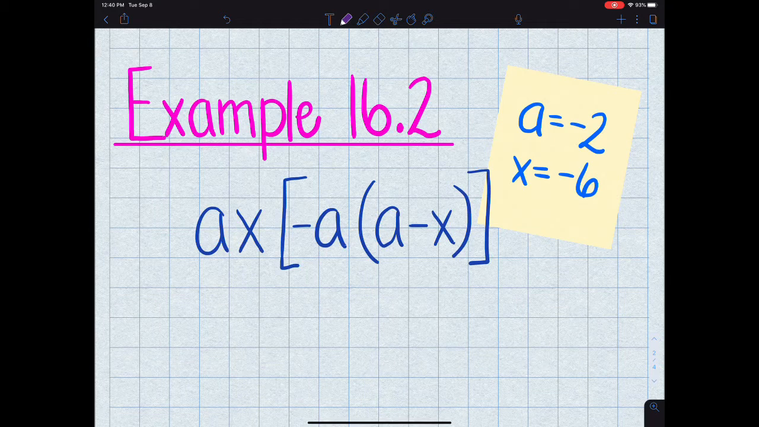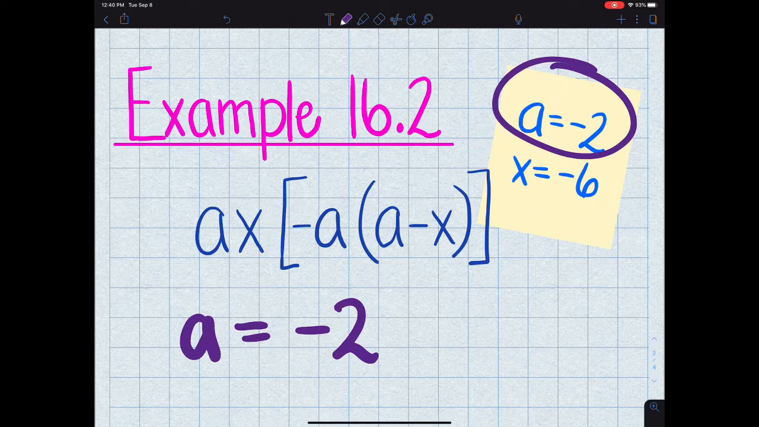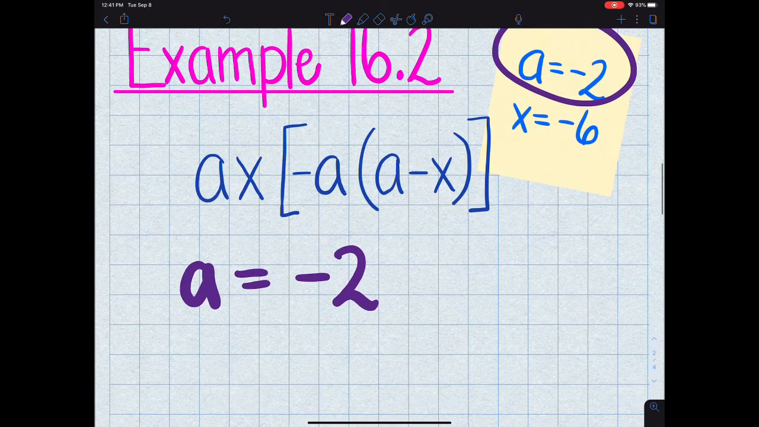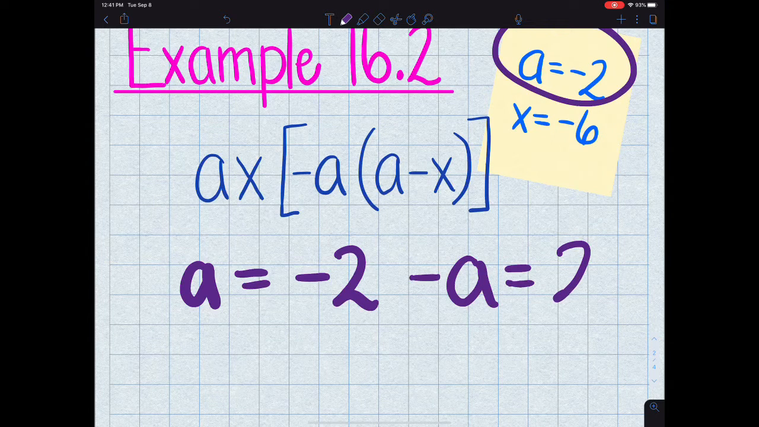All right, so the next example is 16.2, and we're going to do this a little bit differently. We are not going to use parentheses. What they say is whenever there's an A, we're going to replace it with -2, just like it says over here, okay? And whenever there is a -A, we're just going to replace it with 2, because remember that -A, this sign, basically means the opposite of A, and the opposite of A is a +2.